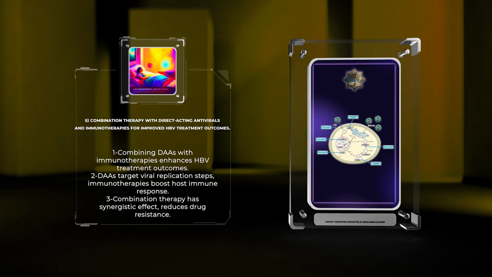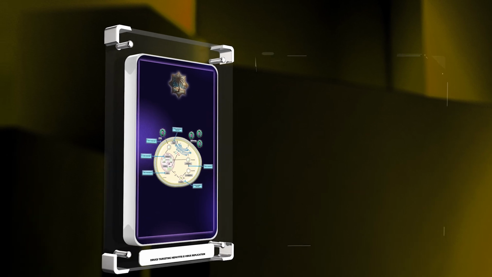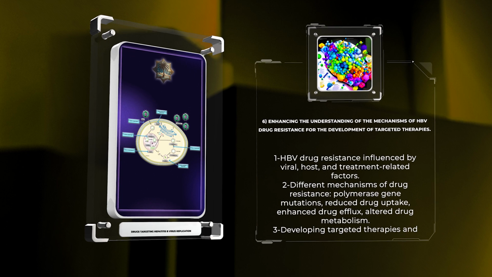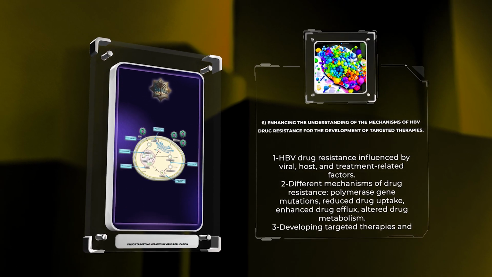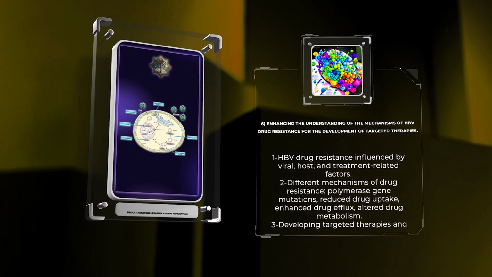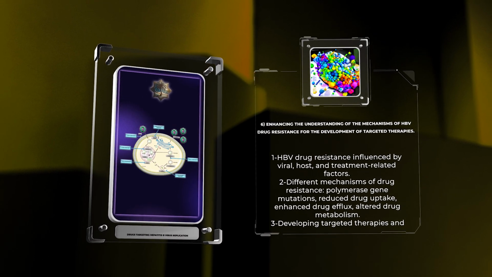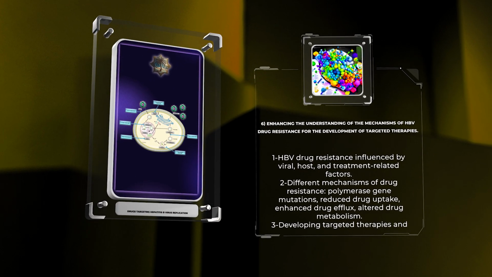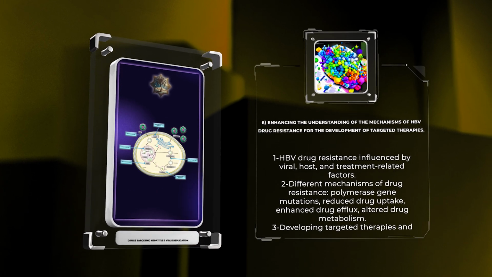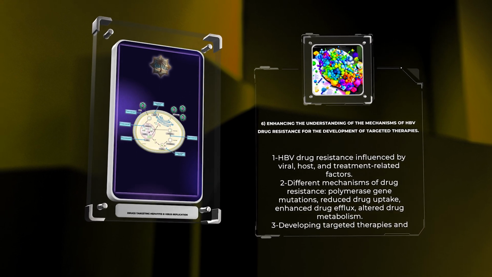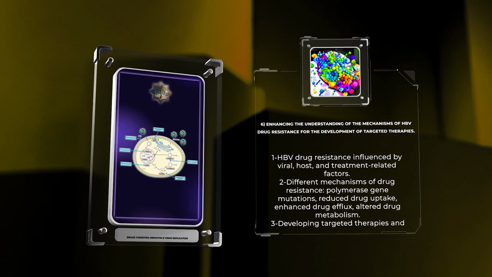HBV treatment outcomes. HBV drug resistance is a complex phenomenon influenced by various factors, including viral, host, and treatment-related factors. Studying the mechanisms underlying drug resistance can help develop targeted therapies that prevent or overcome resistance. Some common mechanisms of HBV drug resistance include the emergence of drug-resistant mutations in the viral polymerase gene, reduced drug uptake, enhanced drug efflux, and altered drug metabolism.